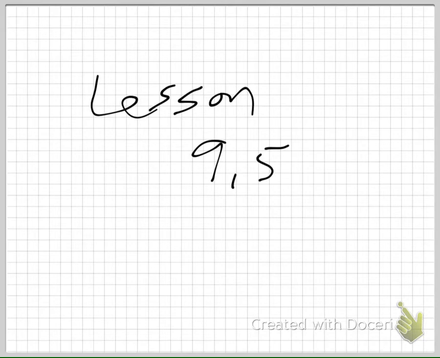All right, this is algebra lesson 9.5, using the quadratic formula. You all memorized the quadratic formula. Let's sing it one time together. I'll write it up here so you can see it one more time.